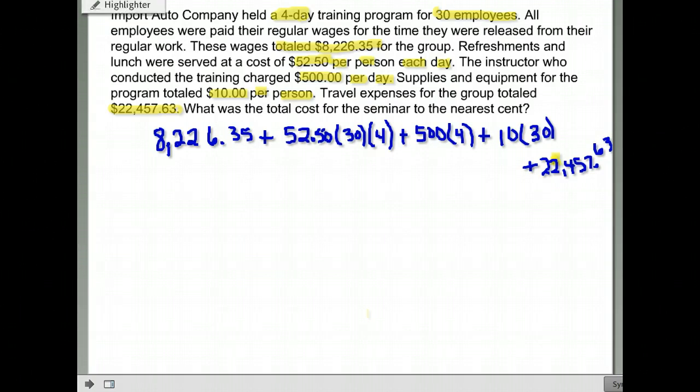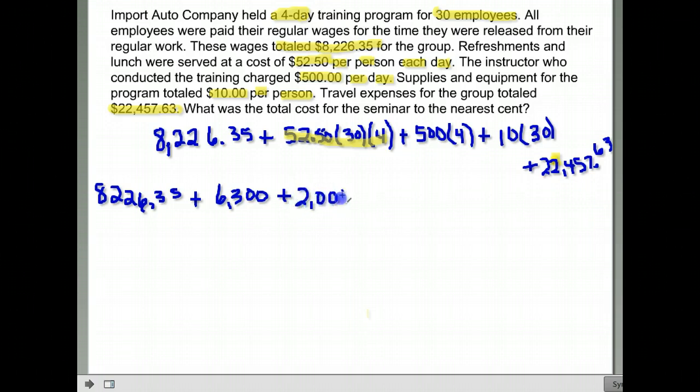So anywhere we had to finish out multiplying, like here, 5250 times 30 times 4. Okay, so here we're going to have the 8,226.35. That's not going to change. The 5250 times 30 times 4 is $6,300 for food. Plus, we had the $500 times 4 is $2,000. Plus, the 10 times 30 is $300. Plus, our total travel expenses of $22,457.63.